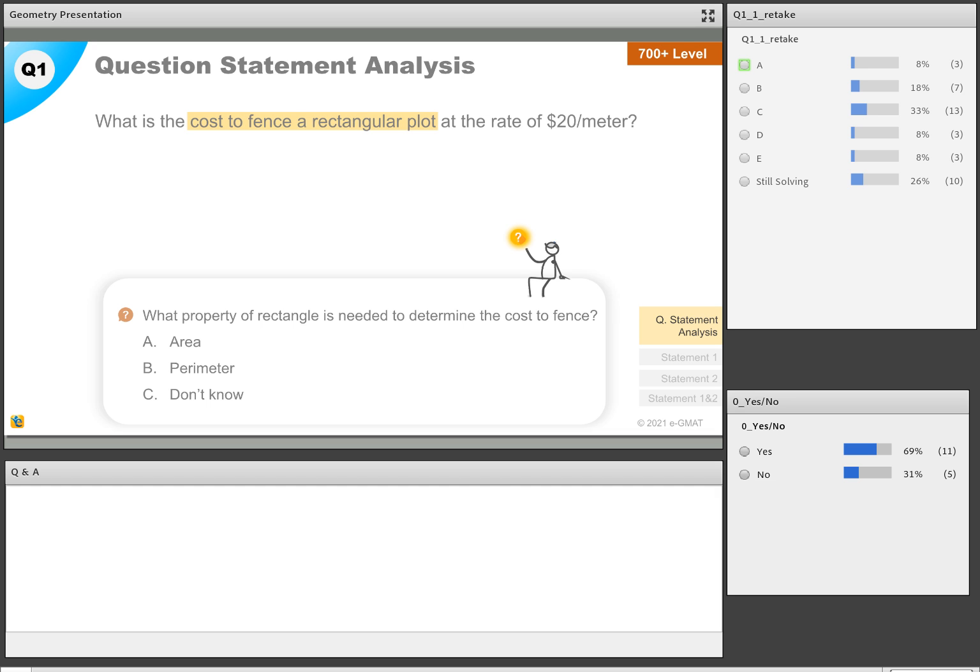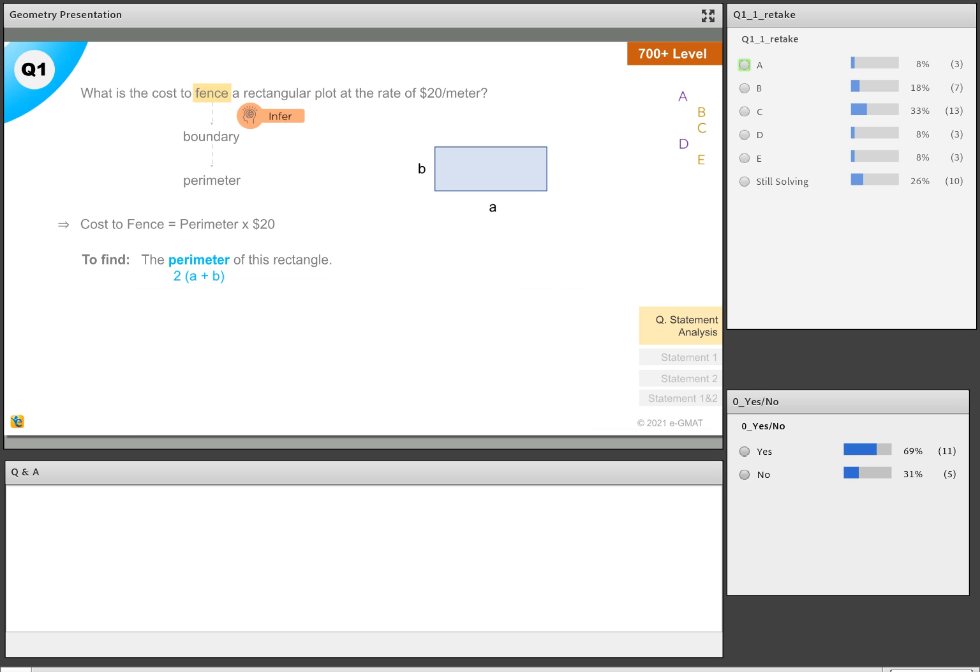Now, let's just quickly go through this. What's the cost to fence a rectangular plot? As soon as you see the word fence, you automatically need to think, what property of rectangle do I need to determine? You need to ask that question in your head. And the answer over here is perimeter, right? So you have to calculate the perimeter, which means that you can now set up the cost to fence will be perimeter times $20 per meter, right?